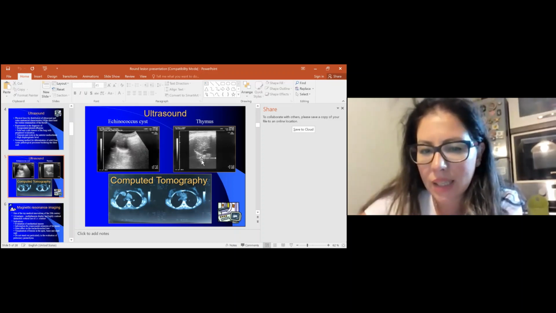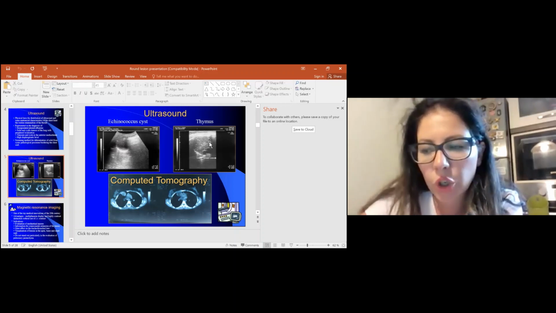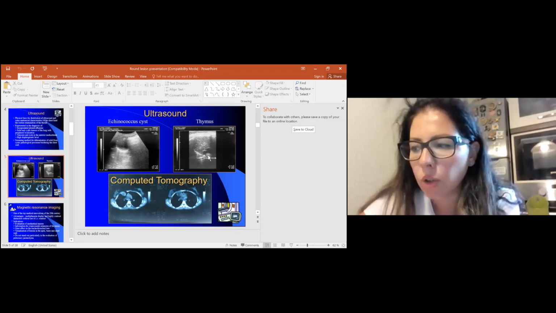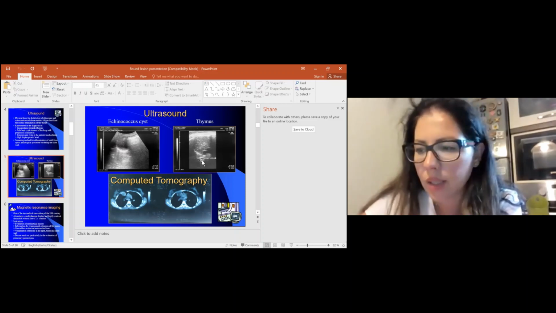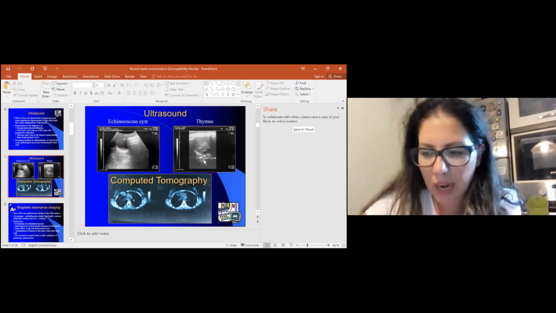On the second slide, we can see the thymus, which is presented on ultrasound. It has a structure like the liver, but without compression on the vessels. These are the vessels. This is a normal hyperplastic thymus.